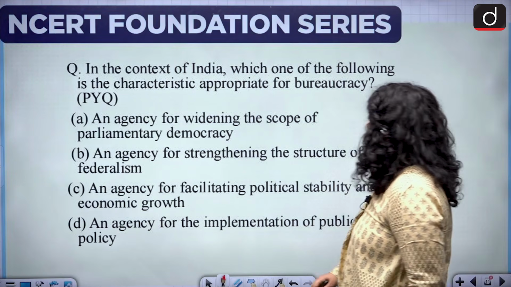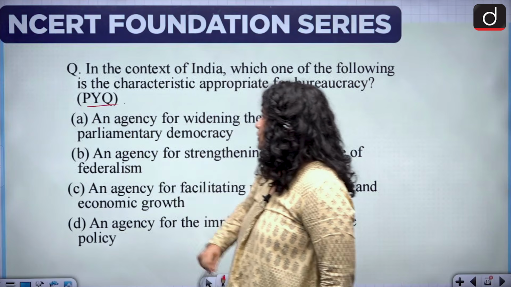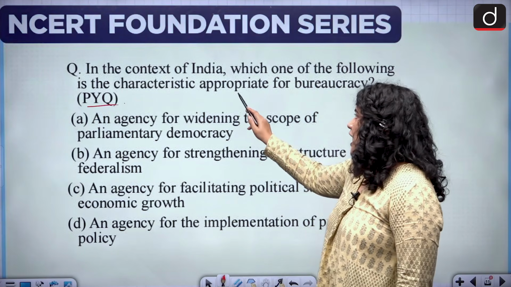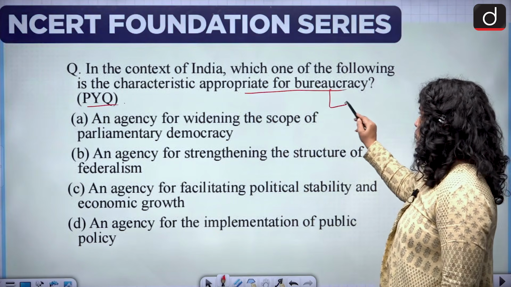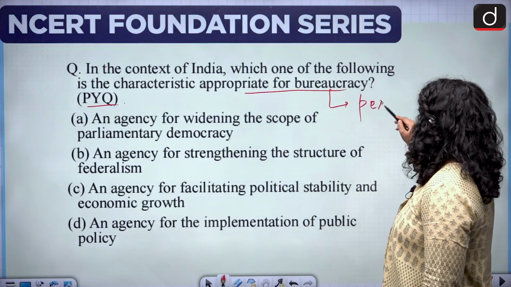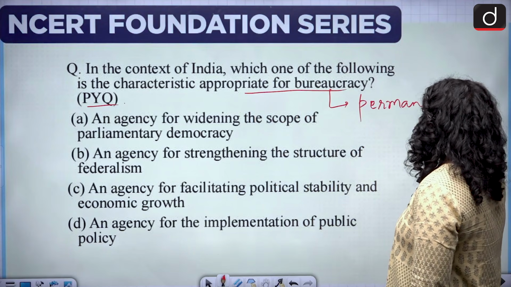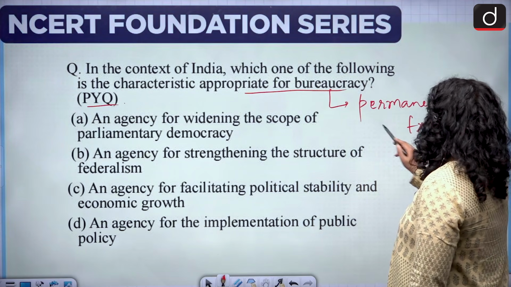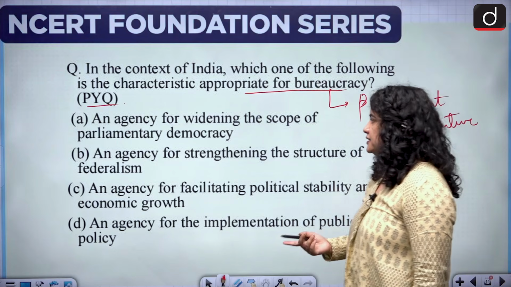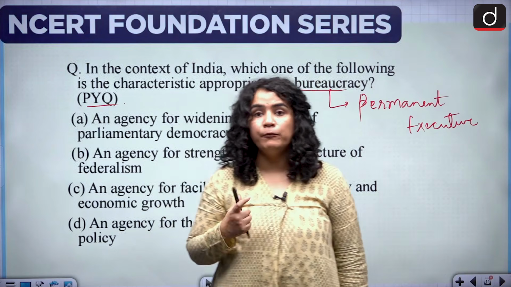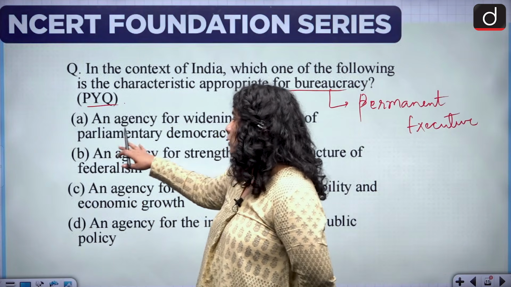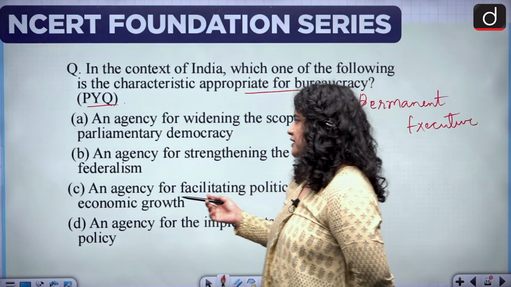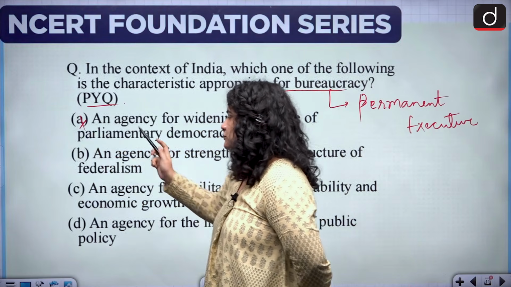Now this also happens to be a PYQ. In the context of India, which one of the following is the characteristic appropriate for bureaucracy? When we talk about bureaucracy, we are referring to the permanent executive, and they have to do with, of course, implementing policies formulated by the political executive. So let's see. Option A says an agency for widening the scope of parliamentary democracy. Not necessarily. This doesn't seem to make sense.